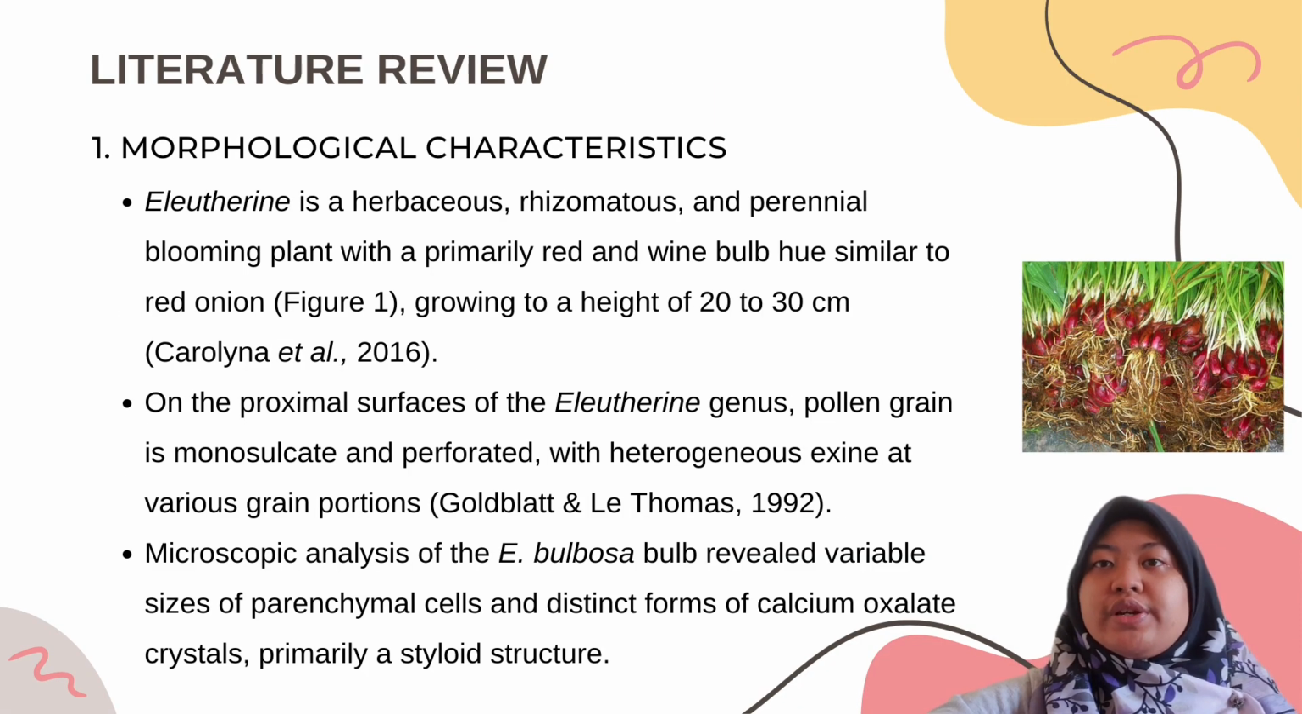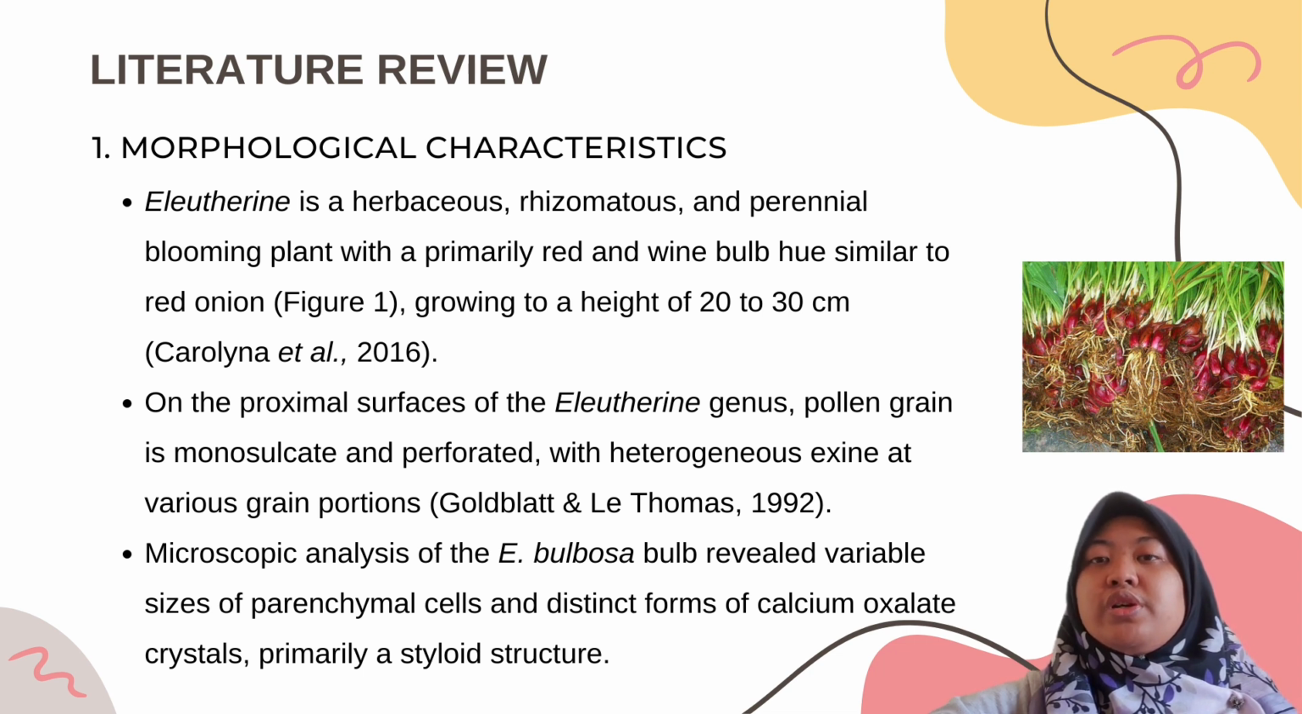Eleutherine is a herbaceous rhizomatous and perennial blooming plant with a primary red and white bulb, a hue similar to the red onion, growing to a height of 20 to 30 cm. They have plenty of entire leaves that are 25 cm long on average, with a huge panicle of white or pink flowers at the top of a tall, thin scape above the foliage.